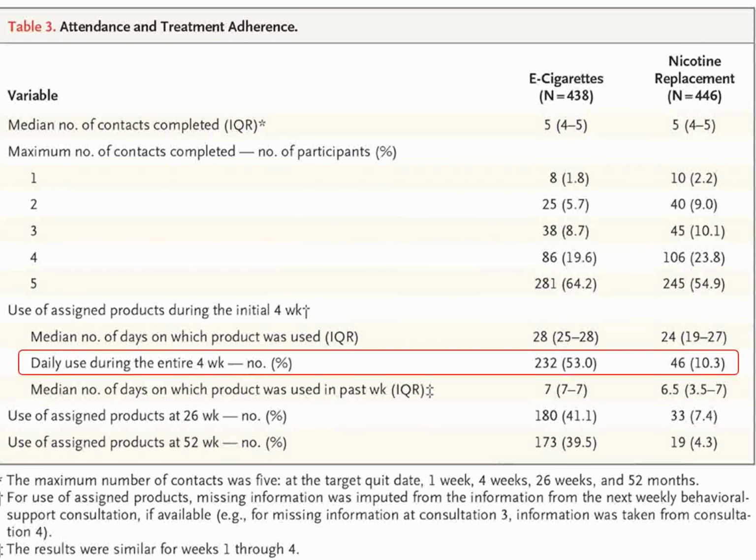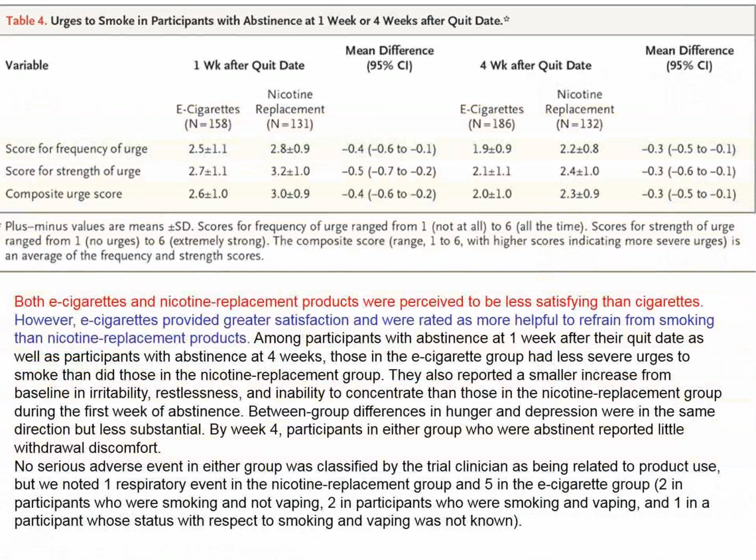The daily use for the entire 4 weeks showed results that the e-cigarette group, the vaping group, did far better than the nicotine replacement group. And if we look at urges to smoke and abstinence at 1 week or 4 weeks, this is a short-term study. I'm not quite sure why the New England Journal accepted this paper. I guess we would expect this result.